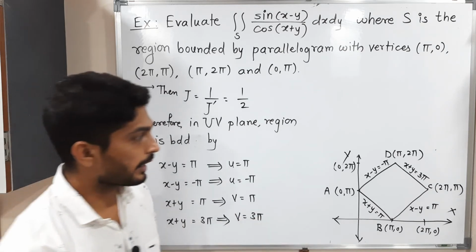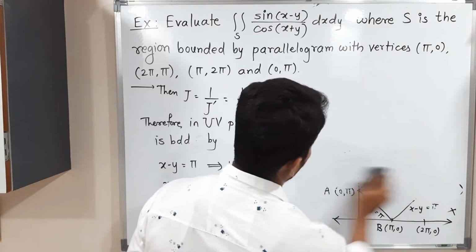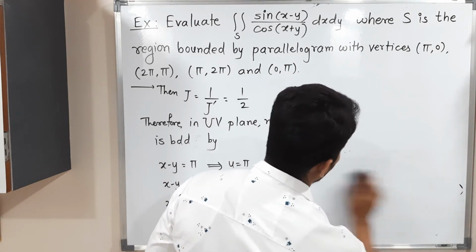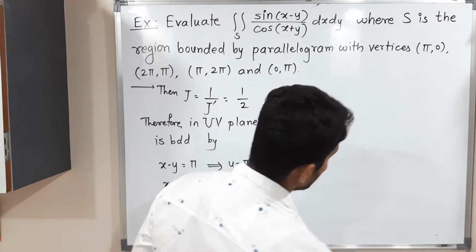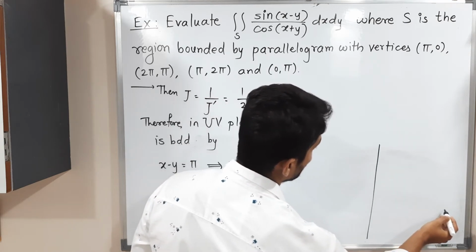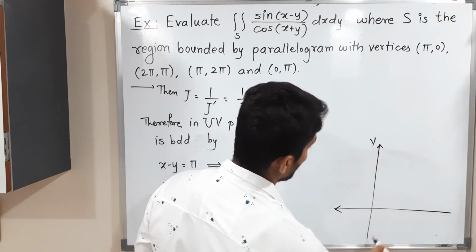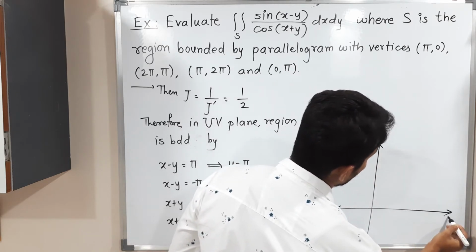So let me draw the diagram here. I will remove this diagram. Okay, so now I will draw a diagram in the UV plane, where the coordinate axes are u and v. So this is the v axis and this one is the u axis.